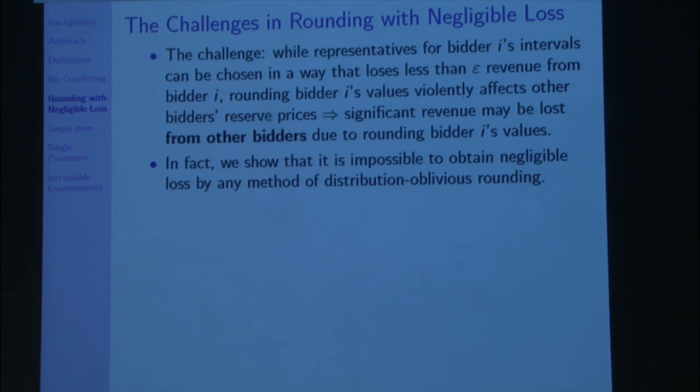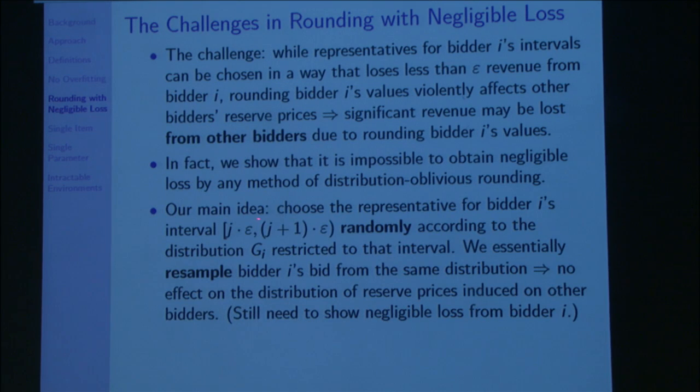So here's a non-constructive way to do that. We're going to turn that into a constructive way soon. The main idea is to choose the representative randomly. So we're going to have a randomized auction with randomized choice of representatives. We're going to de-randomize it soon.